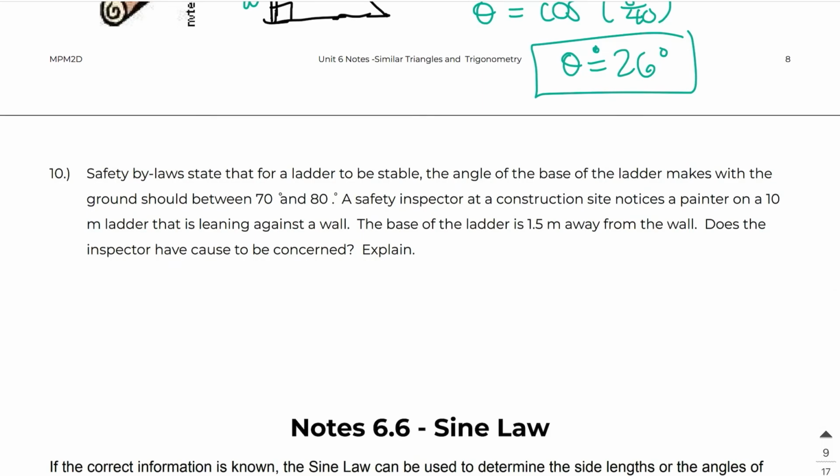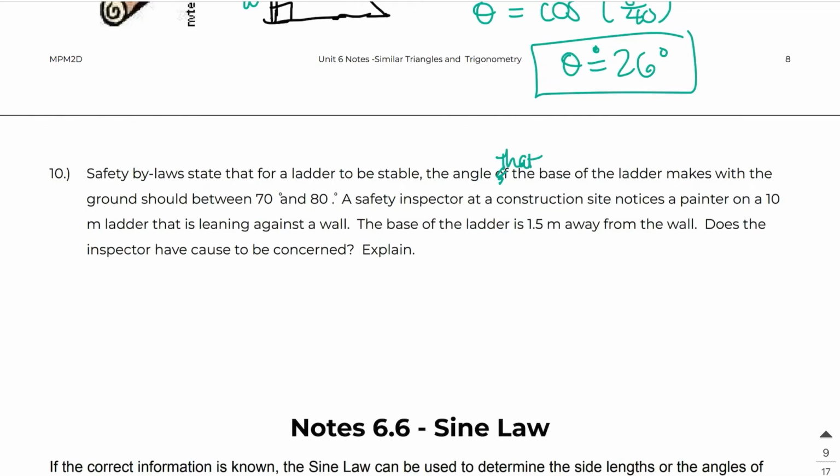Safety bylaws state that for a ladder to be stable, the angle that the base of the ladder makes with the ground should be between 70 and 80 degrees, okay? A safety inspector at a construction site notices a painter on a 10-meter ladder that is leaning against the wall. The base of the ladder is 1.5 meters away from the wall. Does the inspector have cause to be concerned?